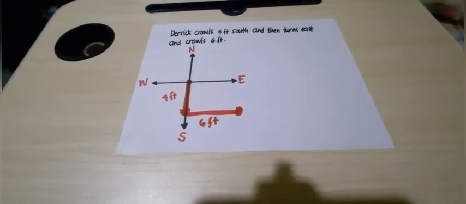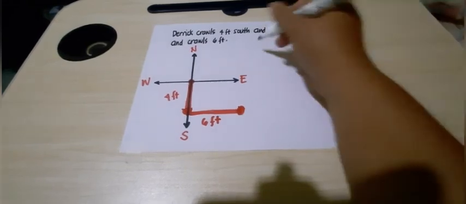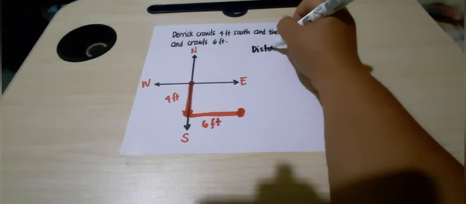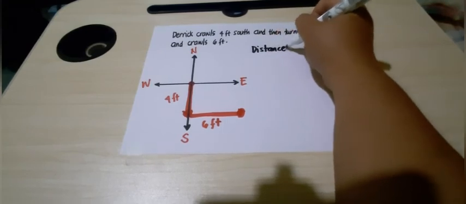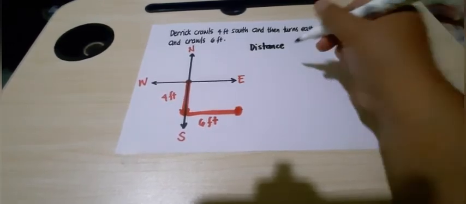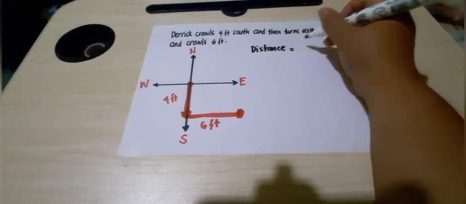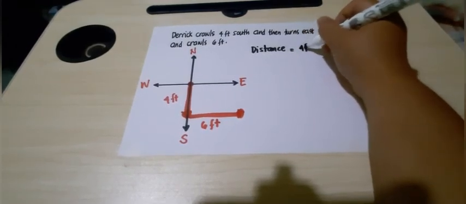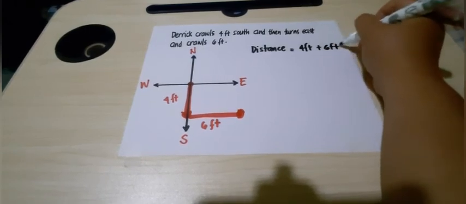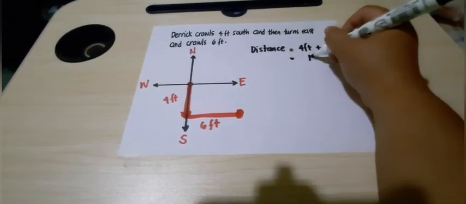To calculate the distance, distance is the length of the path an object moves. So, distance equals 4 feet plus 6 feet. So, our distance is 10 feet.